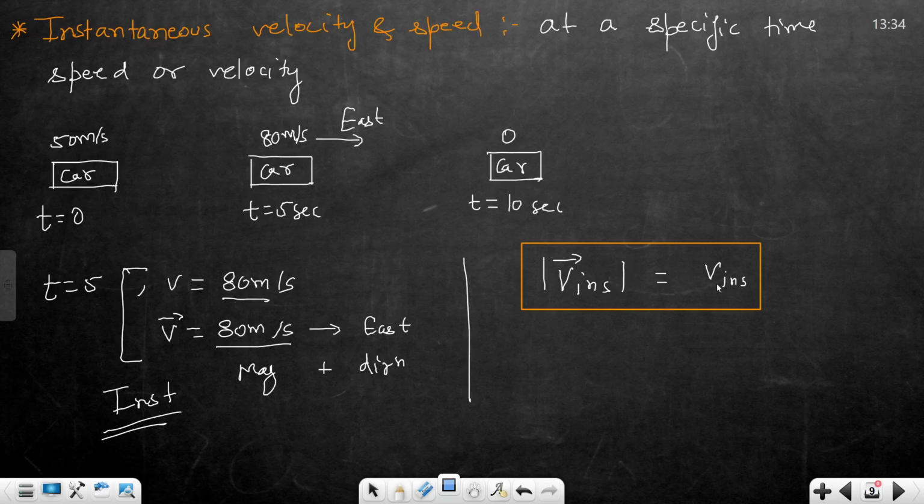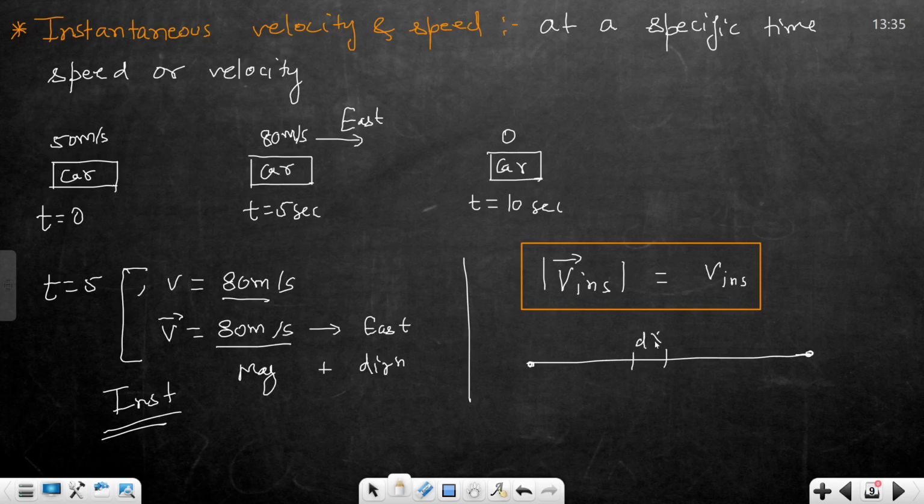यार कार में अगर बैठे हो, if car is showing you 80 meter per second speed, it's showing you the speed of 80 meter per second. So that's your speed at that moment. And if you say that car is moving 80 meter per second in each direction, so that will be your velocity. लेकिन magnitude तो सेम ही रहेगा ना, आया ना. Magnitude will be same.